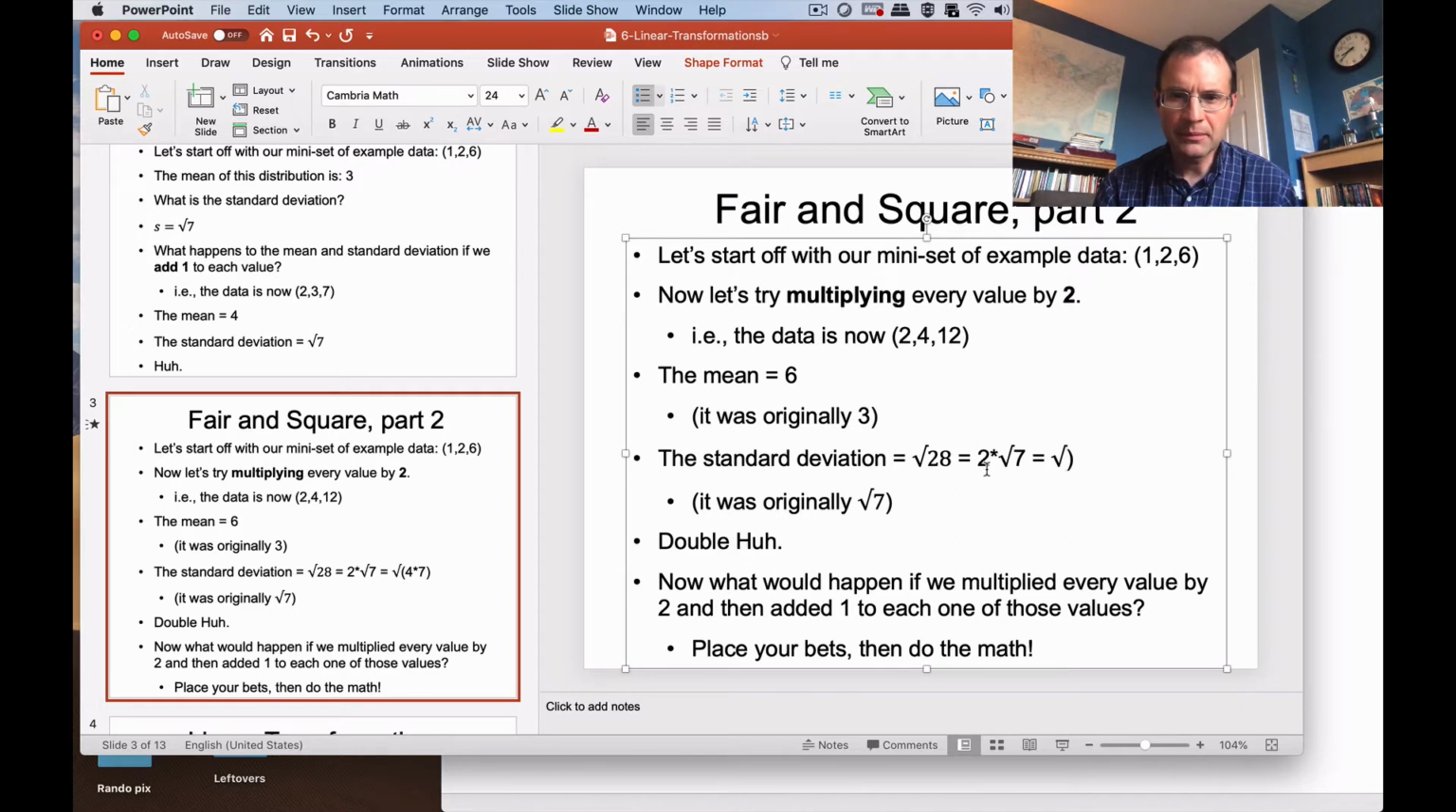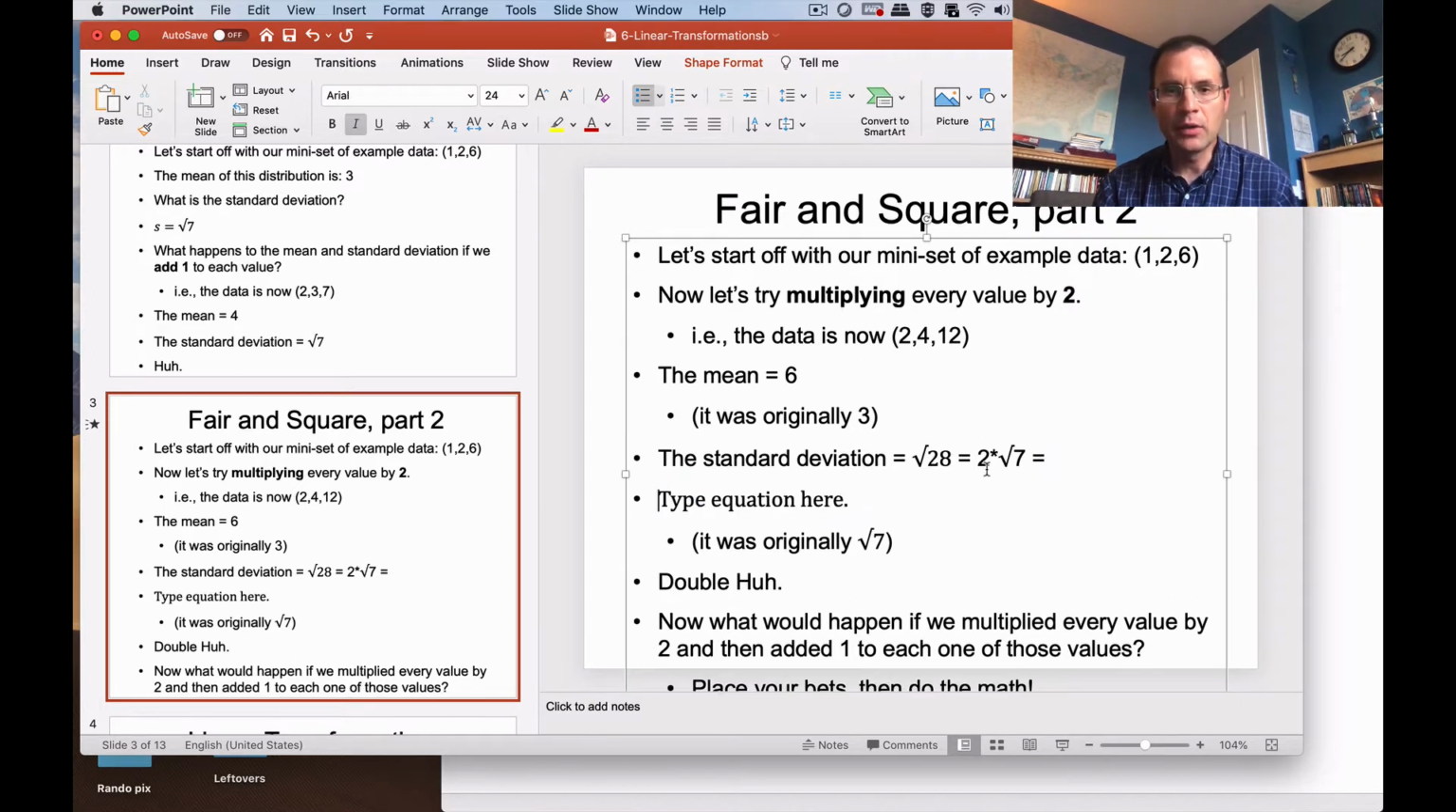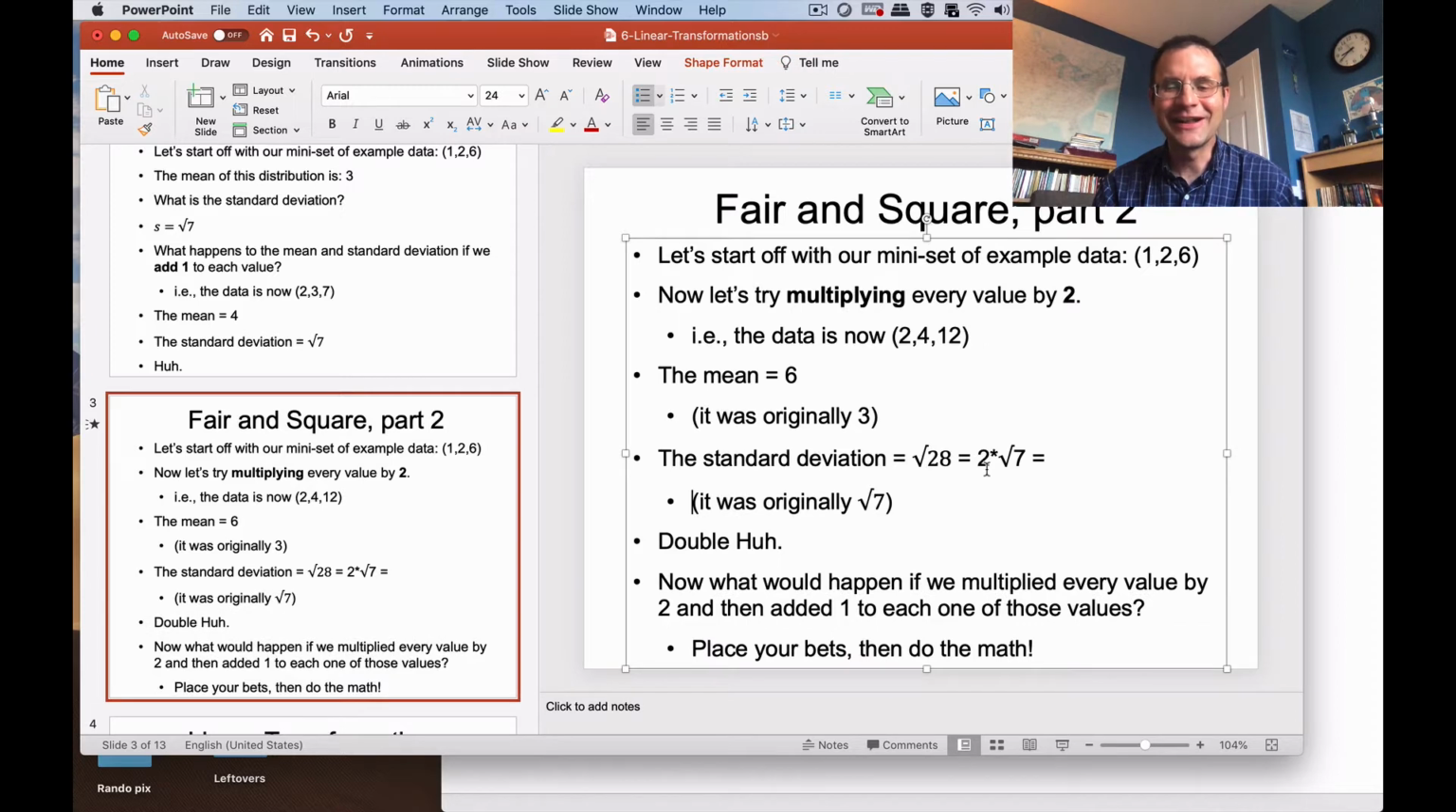Actually, no, I'm not going to do it that way. So we started out with a standard deviation of square root of 7 with our original set of data. We multiplied every value by 2, and now we're getting a standard deviation of 2 times the square root of 7. So we're getting the same effect on the standard deviation as we got on the mean before.